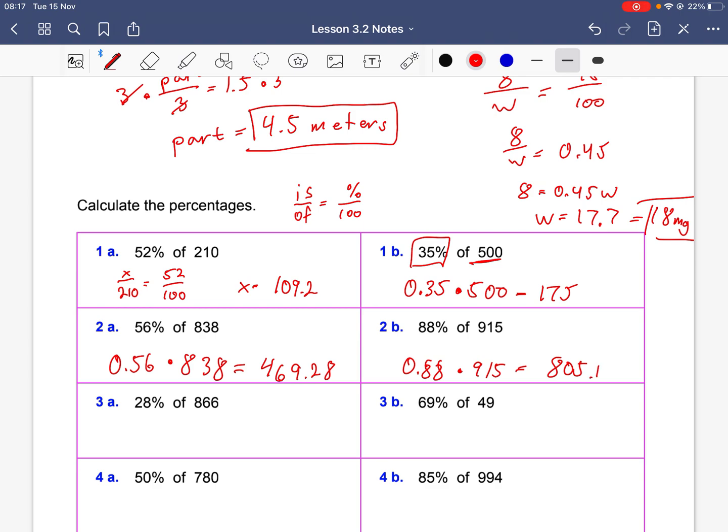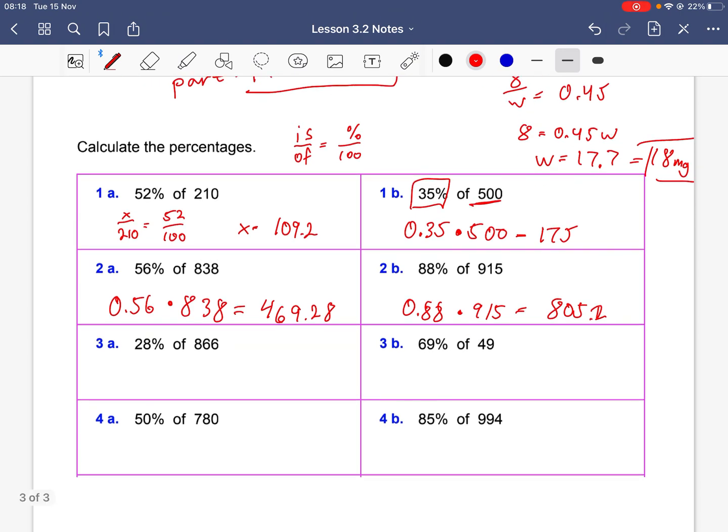I'm going to go ahead and just write the answers here so then you can check, okay? And then after you've checked it, write down any questions that you may have and bring those to class on Monday, okay?